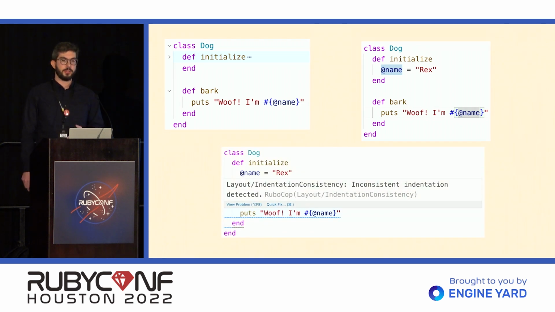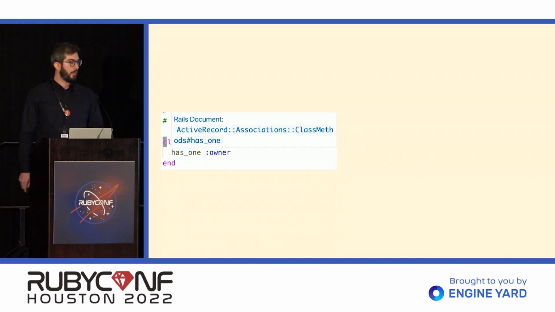RuboCop diagnostics, so if you make a violation, it will surface that in the editor, and it also supports quick fixes through code action, so you can fix that directly in the UI. We have hover for displaying documentation links for Rails DSL methods, so like has_one, if you hover over that, it will pop up the link to the online documentation. If you click it, it just takes you to the website.